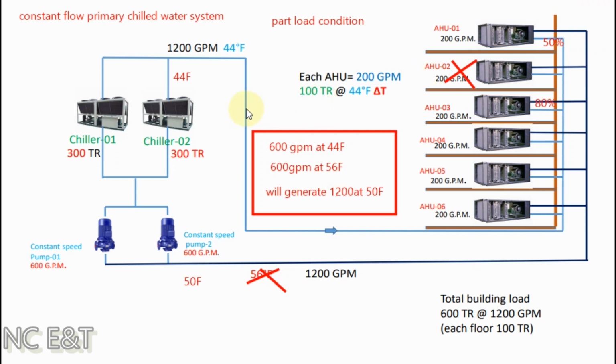So in this case, the supply temperature of the chiller will be 44 degree Fahrenheit and the suction temperature of the chiller will be 50 degree Fahrenheit, and the delta T will be 6 degree Fahrenheit only. As we know, the chiller efficiency is directly proportional to the delta T, so it will reduce the efficiency of the chiller, and this phenomenon is called delta T syndrome.